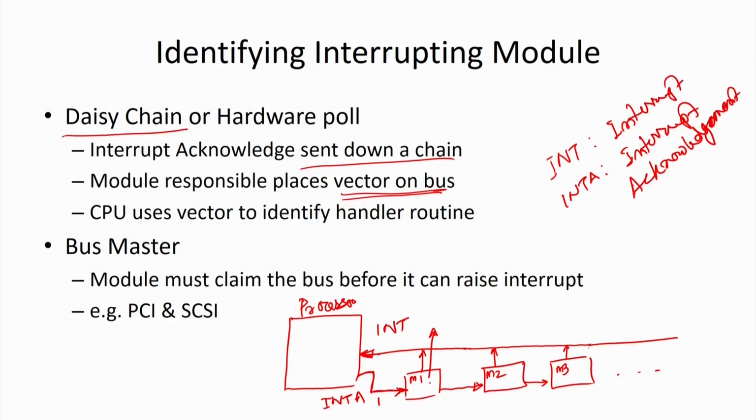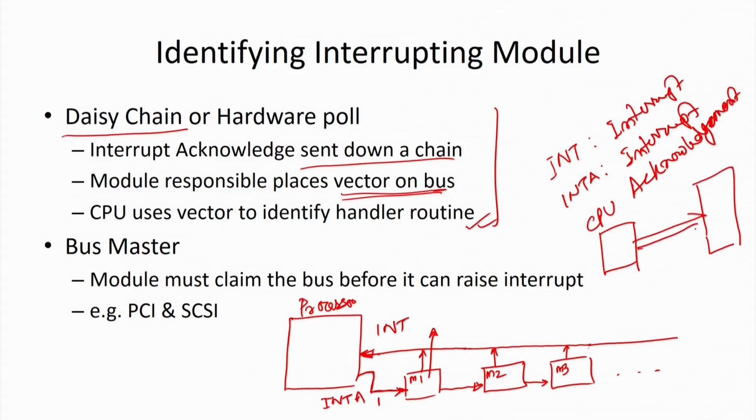The CPU uses the vector to identify the handler routine. Depending on that, the processor is going to identify which service routine it needs to execute, and accordingly it will set the program counter value. So, this is one way, and another way is called bus master. So, we are having a bus master. Basically, this is the processor, and it is connected to all the devices through this system bus.